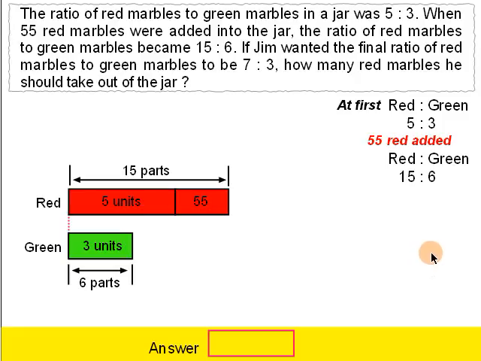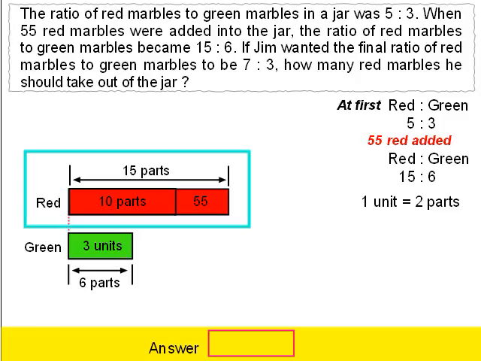All right. So now straight away we can tell that 3 units is equal to 6 parts. 1 unit is equal to 2 parts. So we can convert these units into parts. 5 units become actually 10 parts. Look here. Then by comparing this part of the model for the red, straight away we know that 5 parts will be equal to 55, and therefore 1 part is equal to 11. That's 1 part.